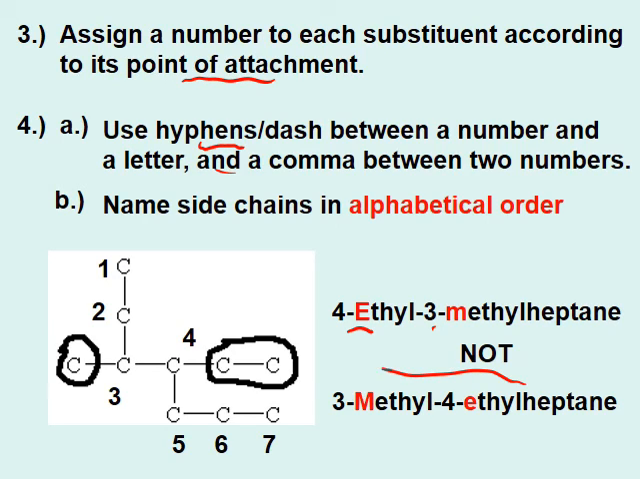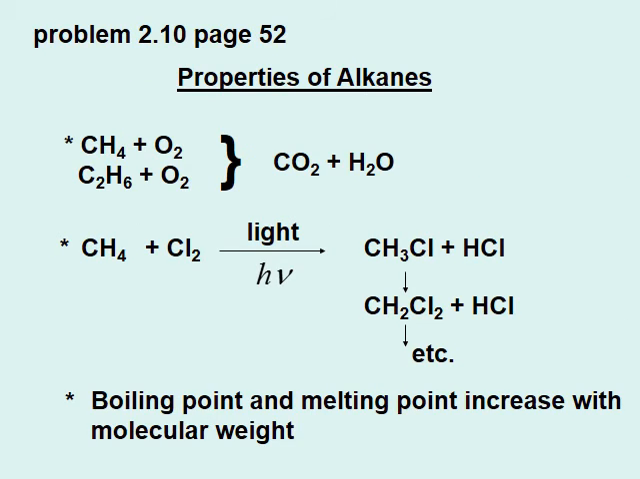Why is the bottom not right? Because you're not maintaining alphabetic ordering. E comes before M, so you say 4-ethyl, then 3-methyl. So keep all these rules in mind so that you can come up with the right answer when I ask you a question on naming of alkanes.